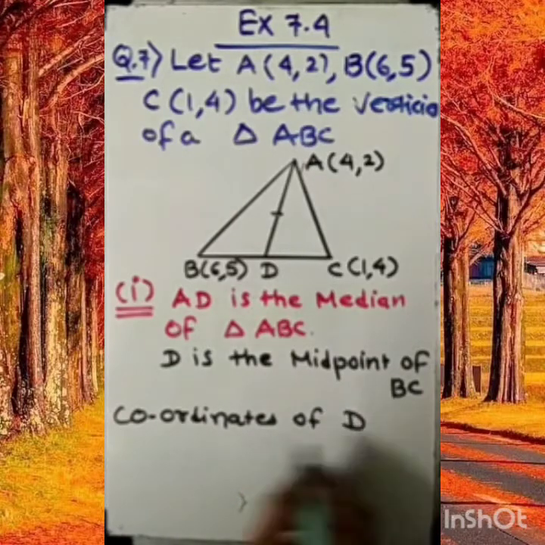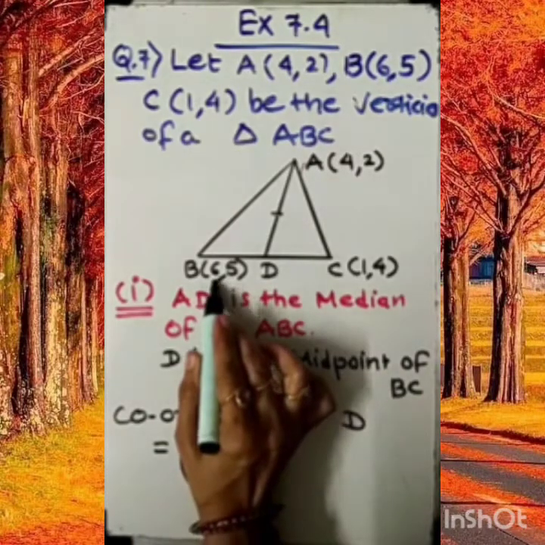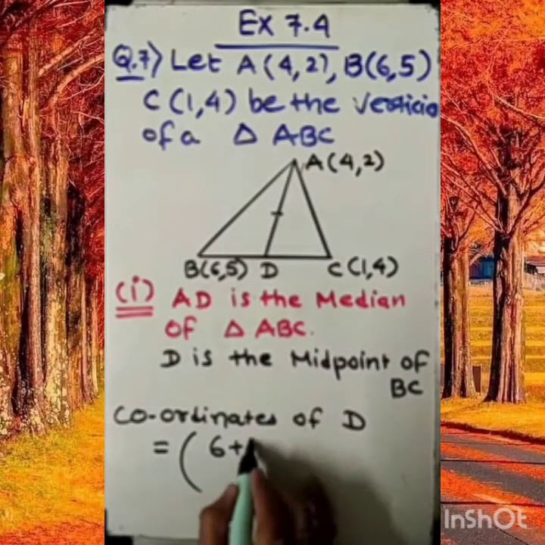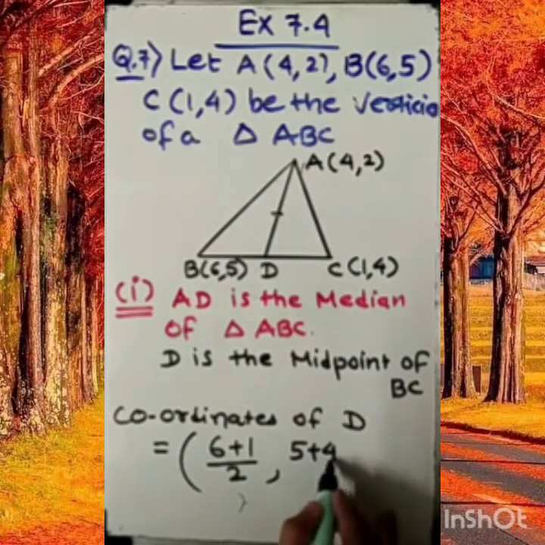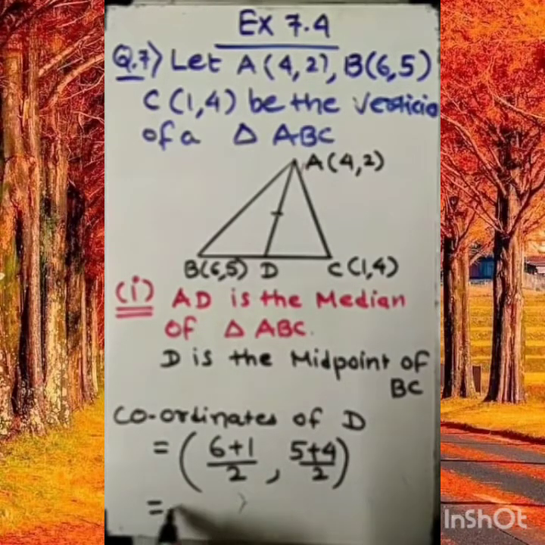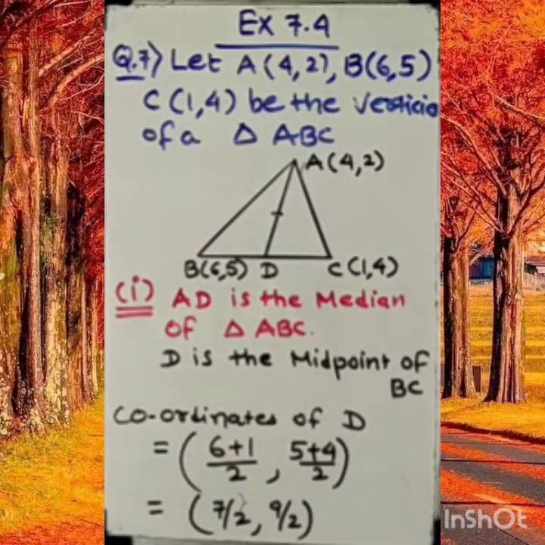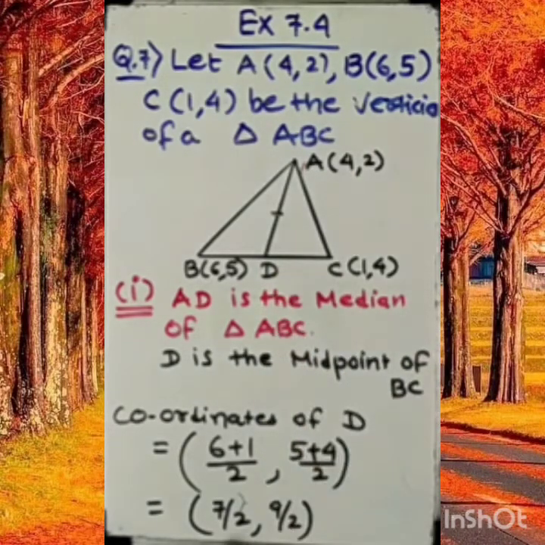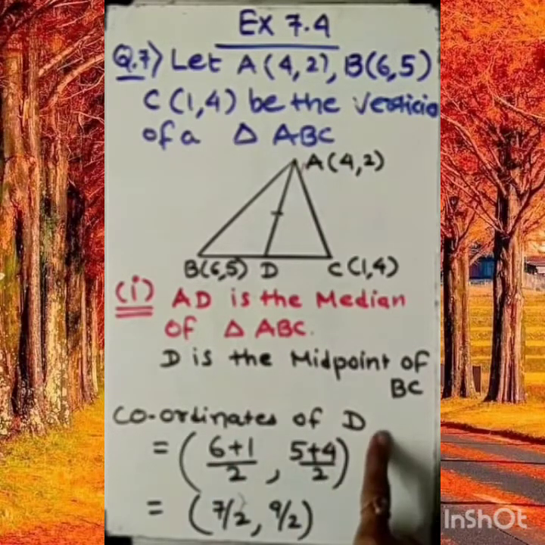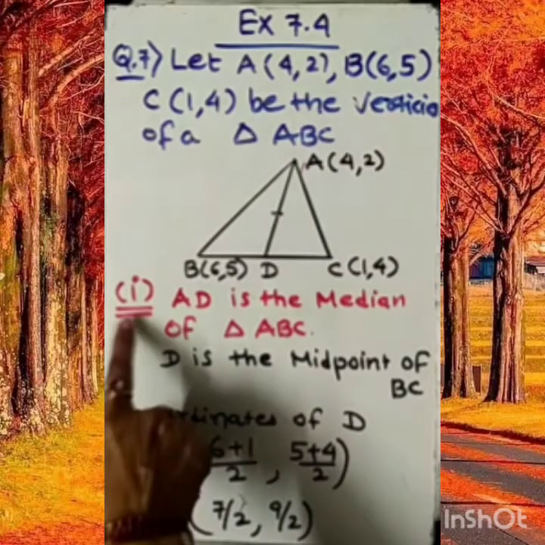Coordinates of D, then how to find? It must be (6 plus 1) by 2, because it is half of the distance, and (5 plus 4) by 2. Very simple, very easy. If I simplify, it is 7 by 2 and 9 by 2. So this is the solution. If AD is the median, then the coordinates of point D are (7/2, 9/2). Got it? This is the answer of the first question.